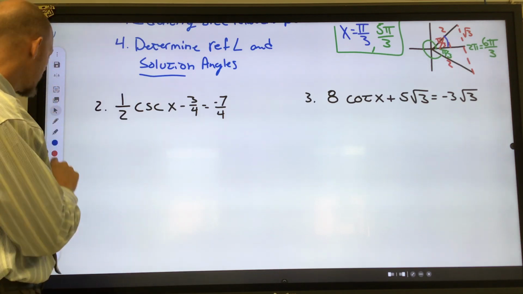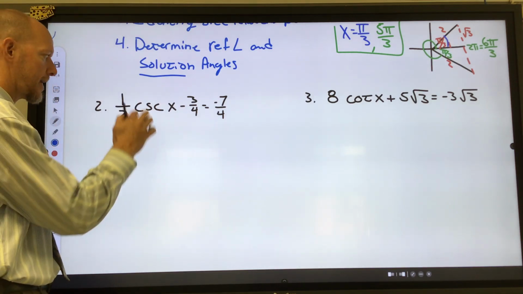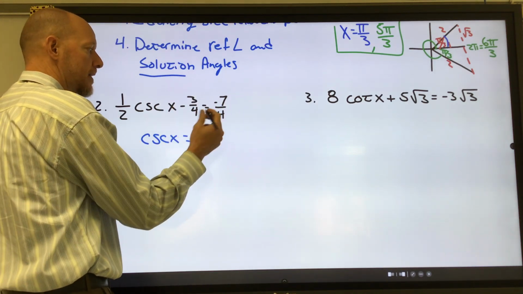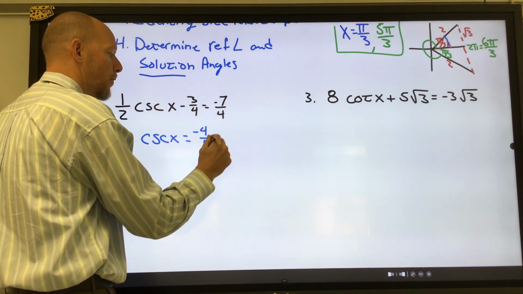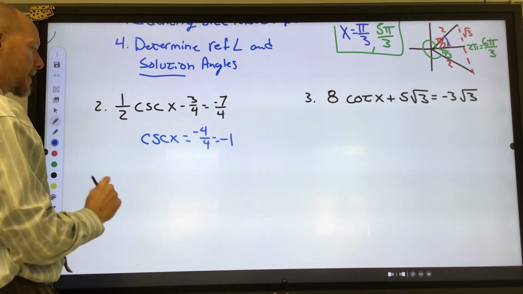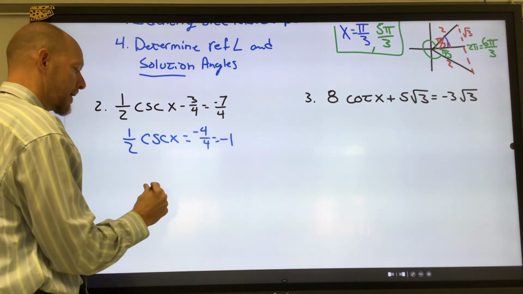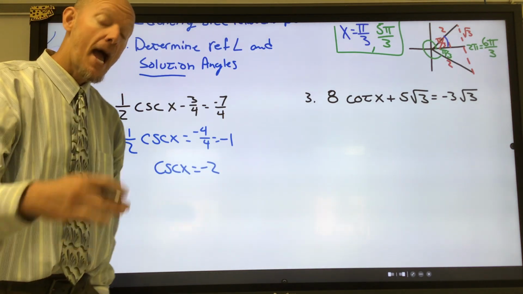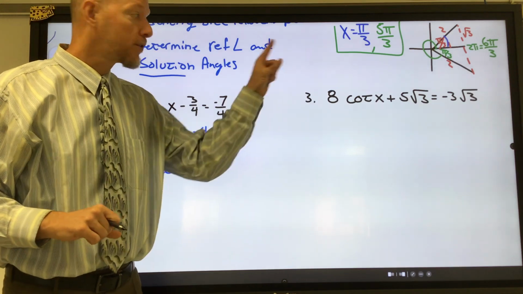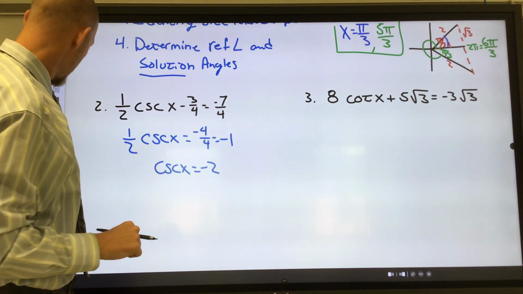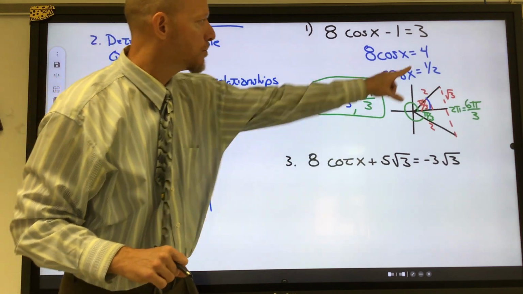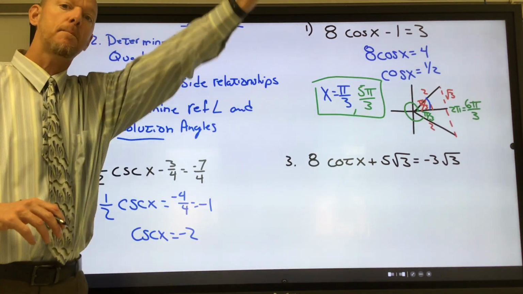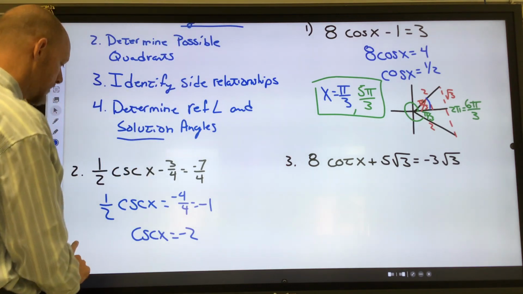Step number 1, we're going to go ahead and isolate our trig function. So I get cosecant x. Adding 3/4 to both sides is going to give me -4 over 4, which is equal to -1. And then I'm going to be multiplying both sides by 2. So cosecant x equals -2. Now, as I was alluding to previously, with cosine we said we can't have a value bigger than 1, but with cosecant, I'm allowed to have a value bigger than 1 because it's the hypotenuse divided by the opposite side.